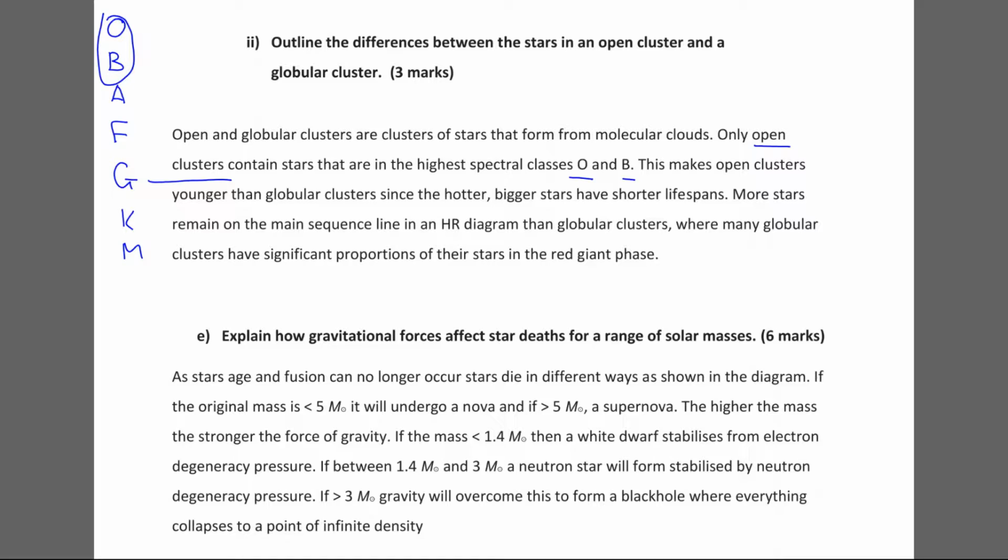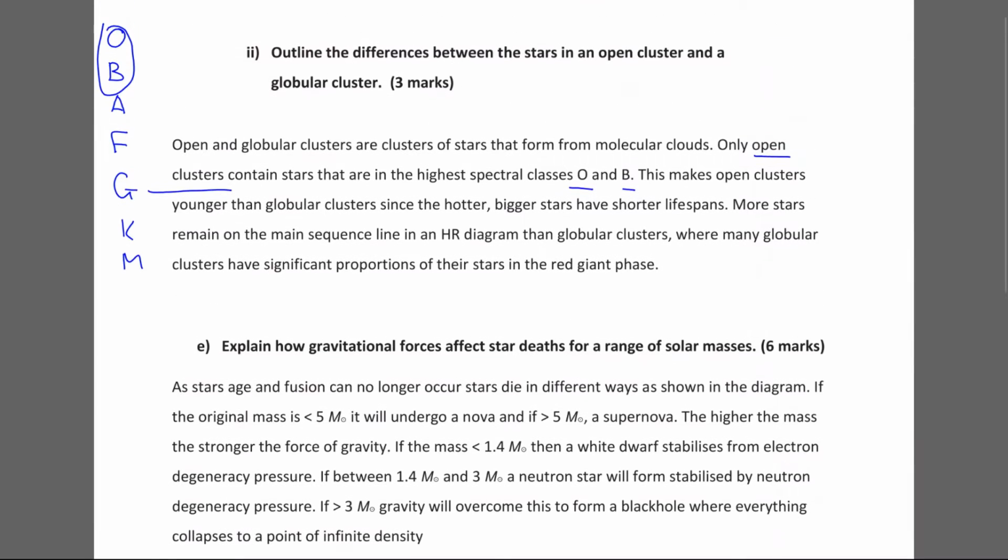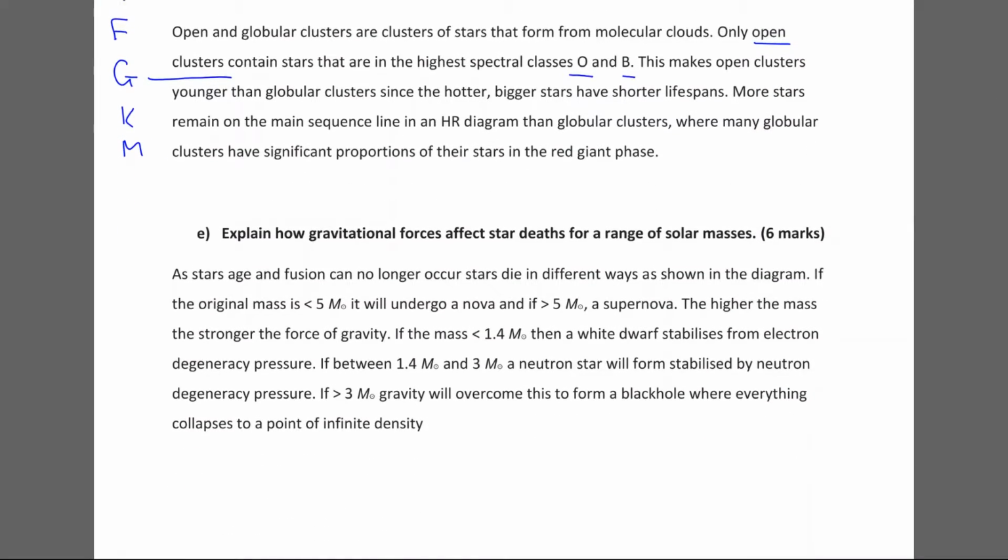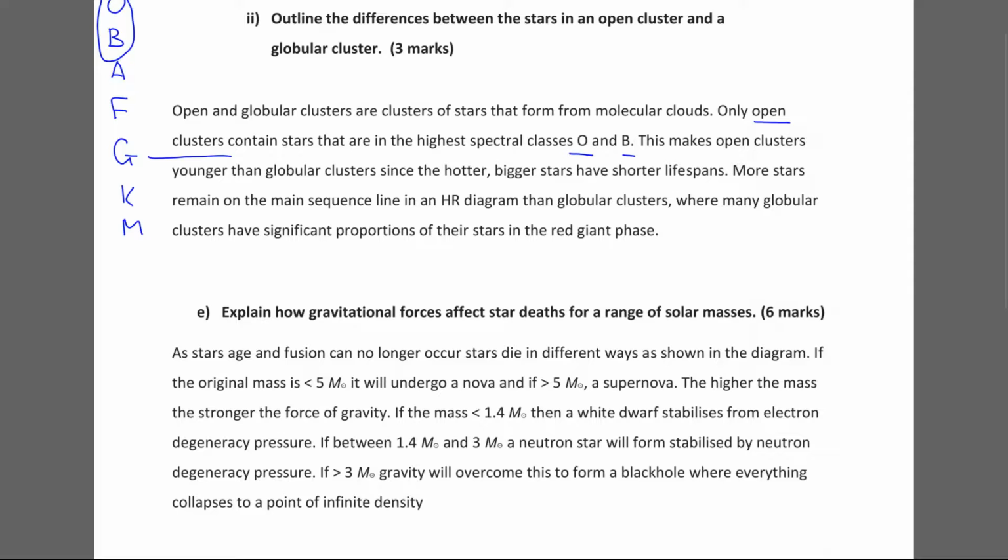So only they contain the higher spectral classes. This makes open clusters younger than globular clusters, since the hotter, bigger stars have shorter lifespans. More stars remain on the main sequence line in an HR diagram than globular clusters, where many globular clusters have significant proportions of their stars in the red giant phase. Okay, as long as you say stuff like that, you're doing pretty well, and if you include that key information.